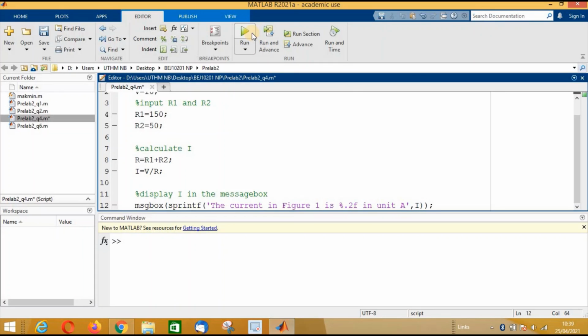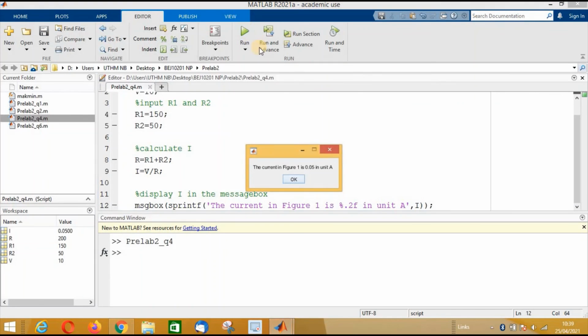So when you have done that, then try to execute. So this is the value, okay, the current in figure 1. So this is the string. The current in figure 1 is 0.2f, which is represented by the value calculated by I, okay, in unit ampere. Right, that's all. Thank you.